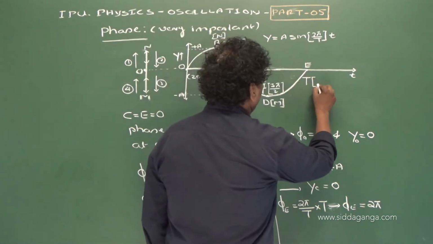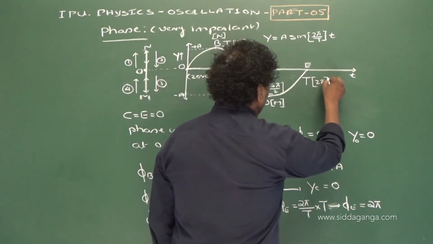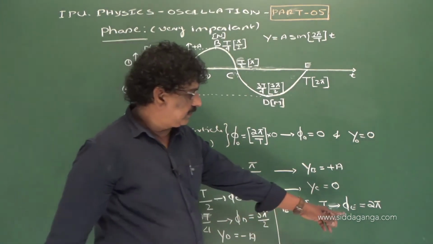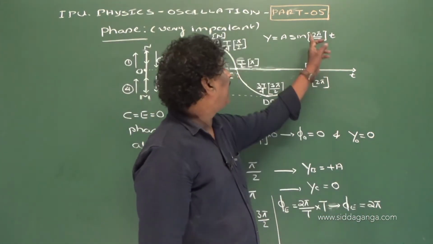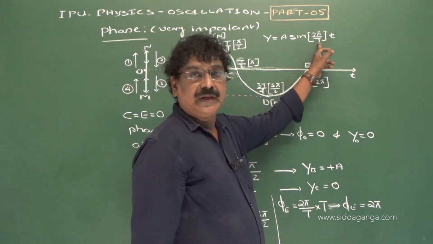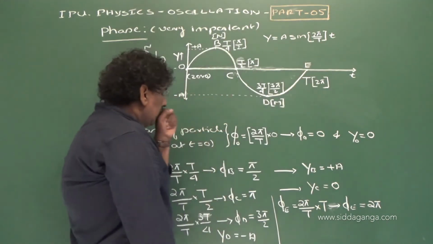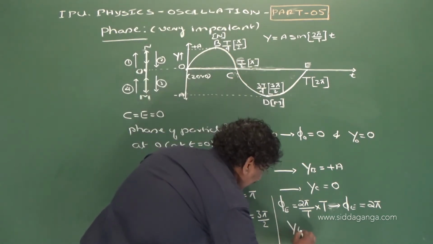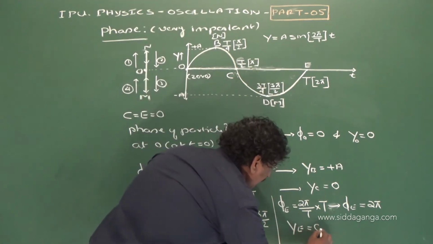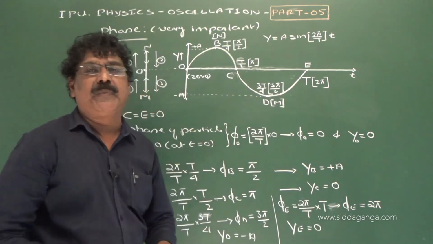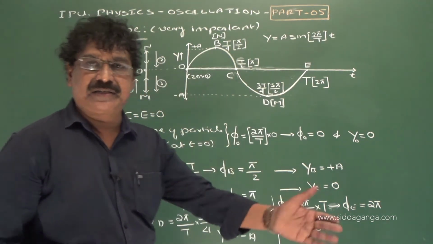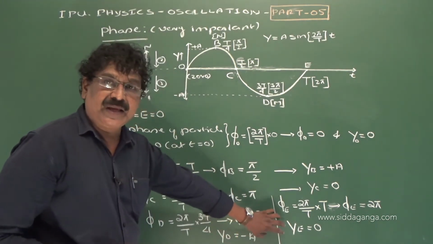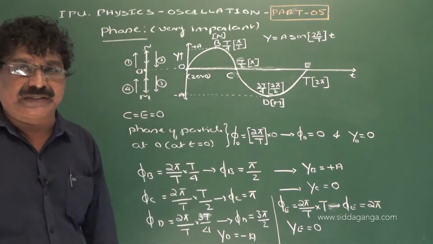Therefore, it is also represented by 2 pi. Now, when we substitute the 2 pi here, then we will get YE is equal to 0, because sine 2 pi is equal to sine 360 degree is equal to 0, right? Is this clear? Now, this is how we can represent.